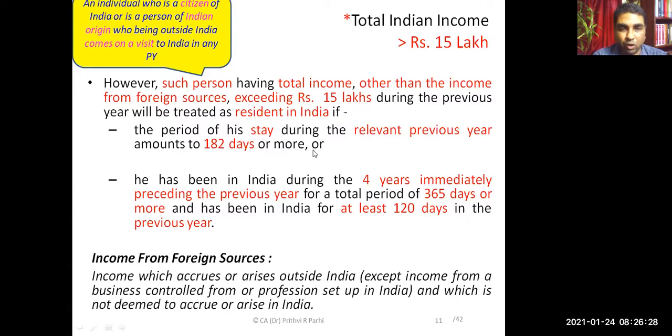or he has been in India during the 4 years immediately preceding the relevant previous year for a total period of 365 days or more, and he has been in India for at least 182 days in the relevant previous year. At least 182 days in the previous year.